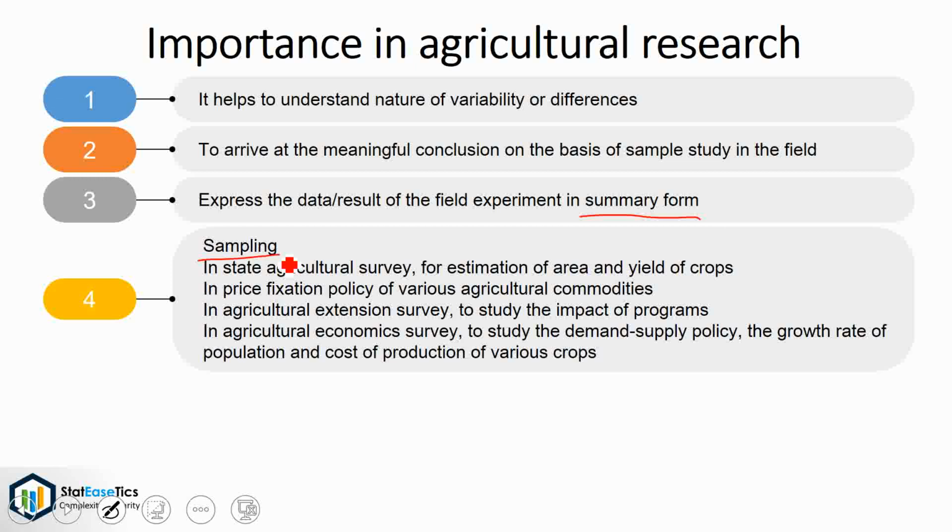Sampling. Statistics also helps in sampling. For example, in State Agricultural Survey for estimation of area and yield of crops, in price fixation policy of various agricultural commodities, in Agricultural Extension Survey to study the impact of programs, in Agricultural Economics Survey to study the demand-supply policy, the growth rate of population and cost of production of various crops.